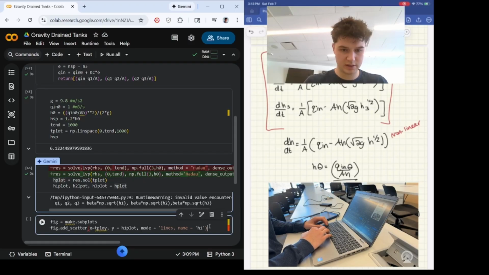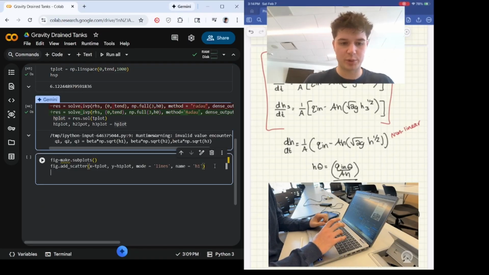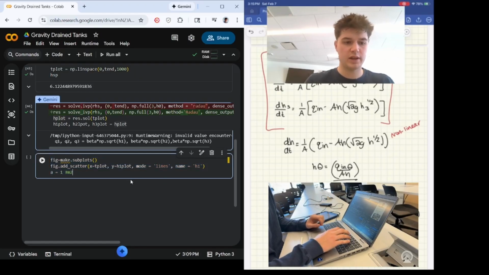Something is red, something is telling me that's probably not right. So let me pause real quick. Okay, I got that cleared up. I'm not sure what was going on, but something wasn't working, retyped it out, and we're good. So now we have our h1.